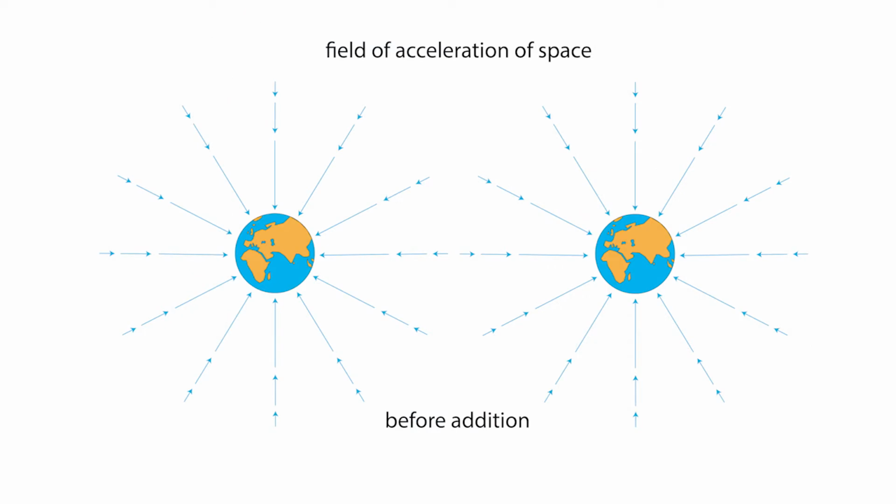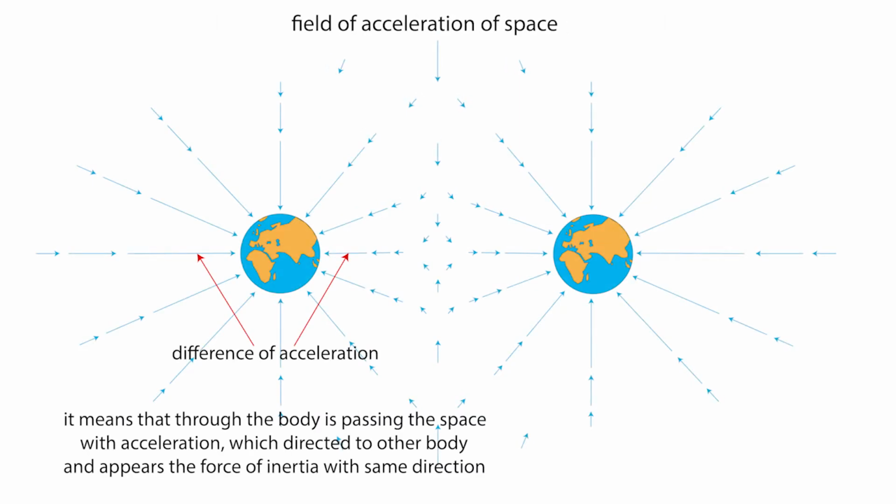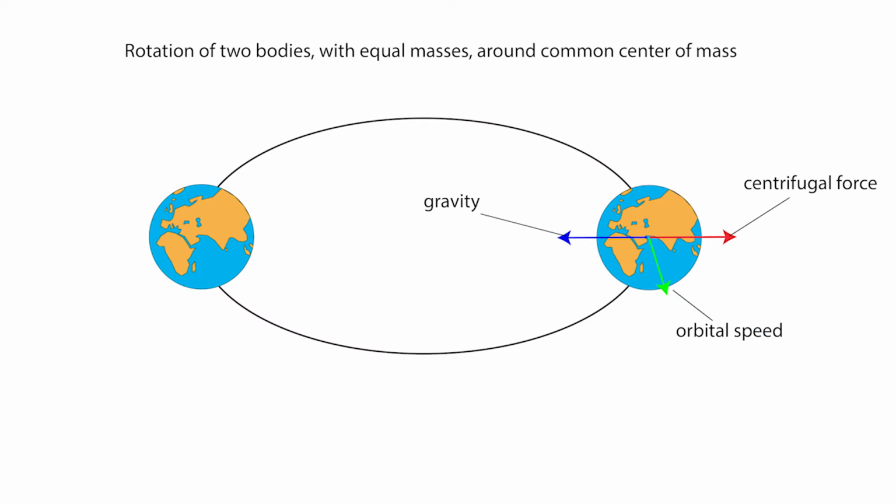This is how the interaction of two bodies with equal masses looks. The vectors indicate the acceleration of space, before and after addition. There's a difference of acceleration that creates a force, and the bodies start to move toward each other. But if they are rotating around each other, then the centrifugal force will compensate the gravity force.